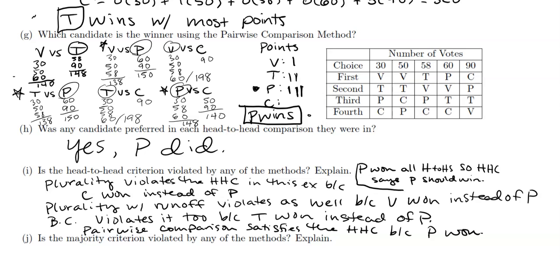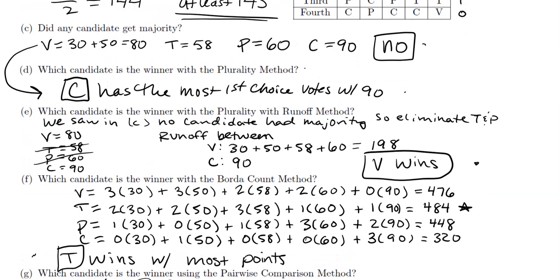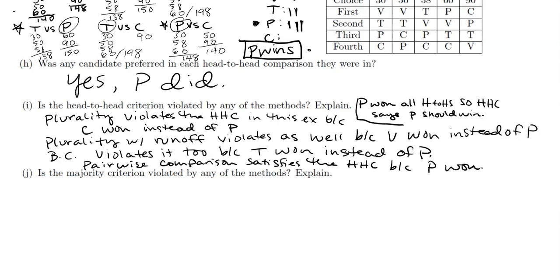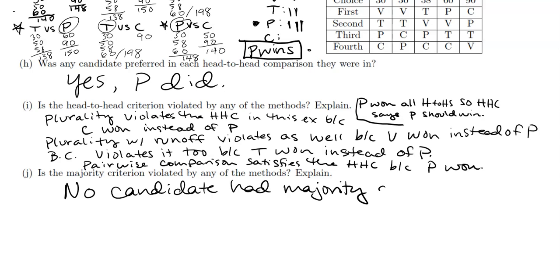So then we can ask the same question about the majority criterion. Let's look back up. Remember, for the majority criterion, we're asking, does any candidate have majority? Which we answered earlier in part C. In part C, we said, did any candidate get majority? And we saw that no candidate had majority. So if we think about what the majority criterion says, it says if there is a candidate that has majority, then we should elect that candidate the winner. However, no one had majority of first choice votes.